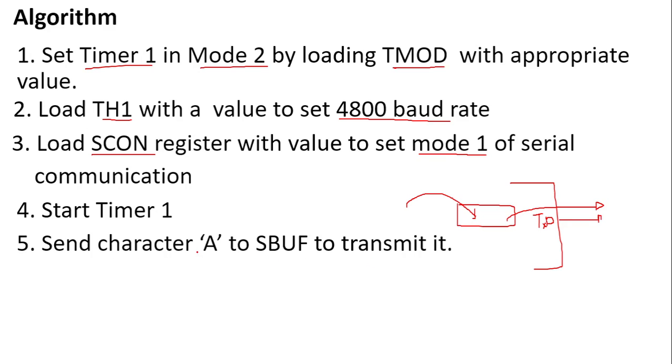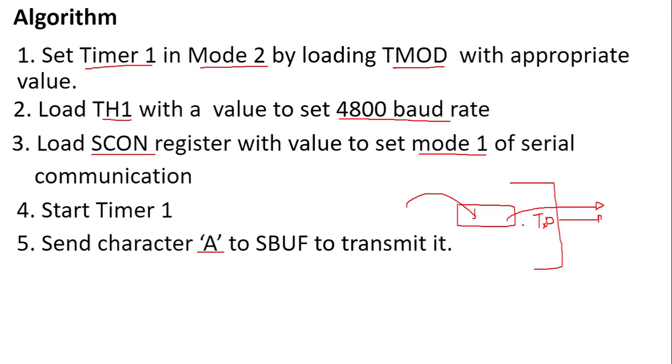So A has an 8-bit ASCII code. In mode 1 of serial communication, we use one start bit, the 8-bit ASCII code of the data to be sent, and one stop bit. So in total 10 bits would be sent one after another over the TXD pin. For that purpose, we have to first load the data to be sent in the SBUF register, so that data will start transmitting 1 bit by 1 bit.